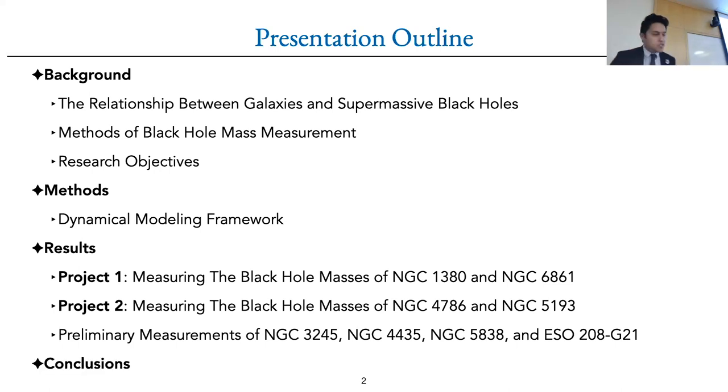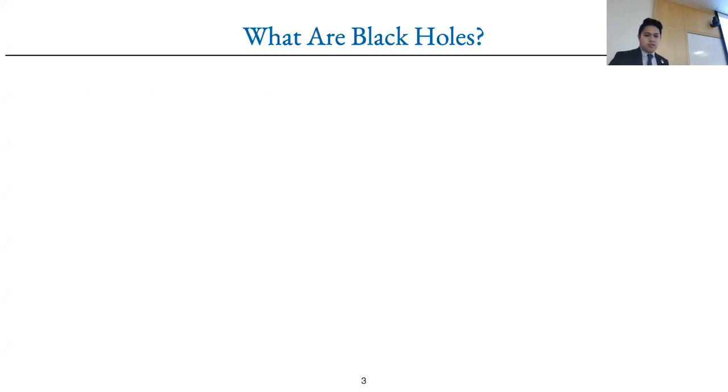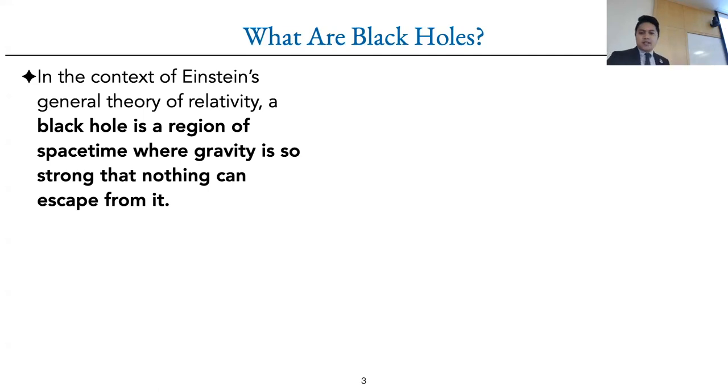So to start, just to make sure we're all on the same page, let's clarify what black holes are in the first place. Black holes are regions of space-time where gravity is so strong that nothing, not even light, can escape from it. When we launch objects like rockets off of Earth, if we want a rocket to escape the Earth, you have to accelerate it to 11 kilometers per second. But if you have a black hole, there's just no speed whatsoever that you can attain to break free.